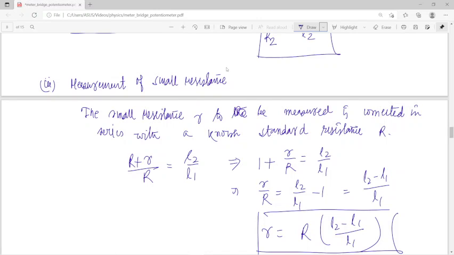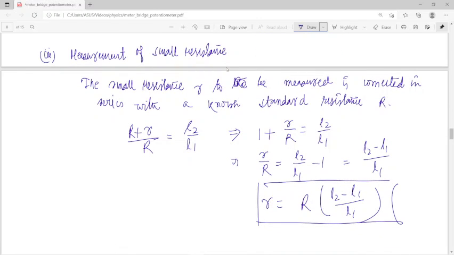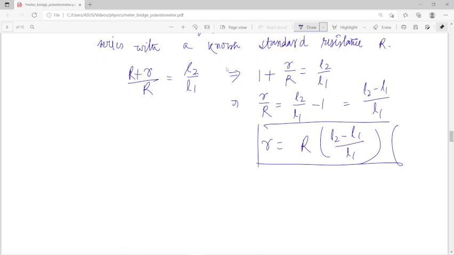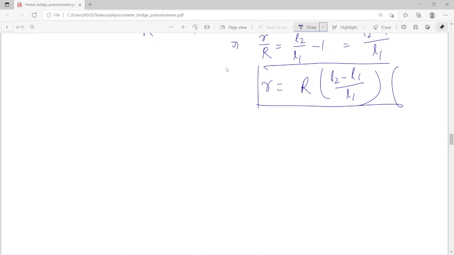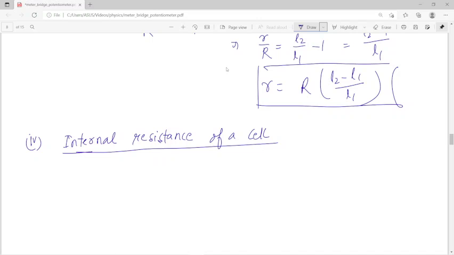That means if you want to find the small resistance, we can do it by using this. This experiment may be repeated by passing different currents through R, and we will get the small resistance from this particular formula. And there is another thing that is also important for your syllabus, that is internal resistance of a cell, that you need to understand.